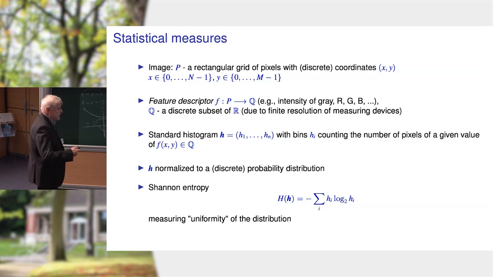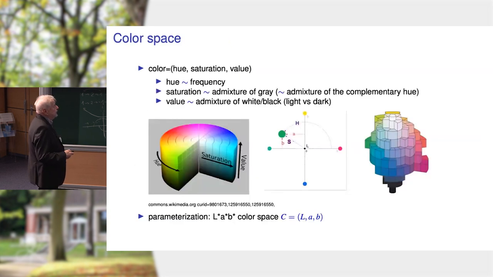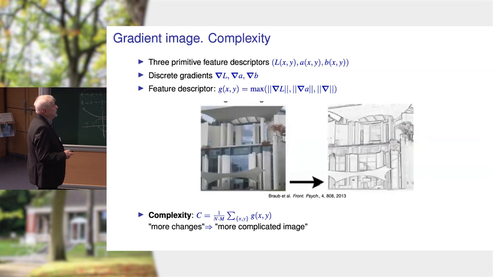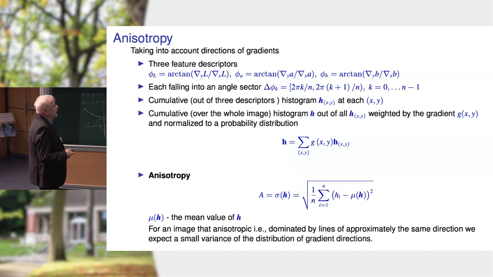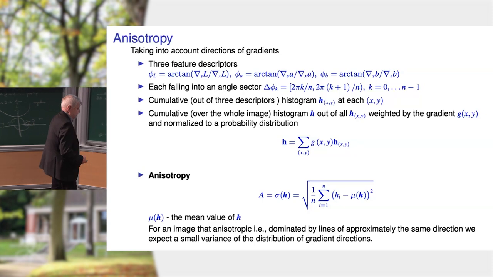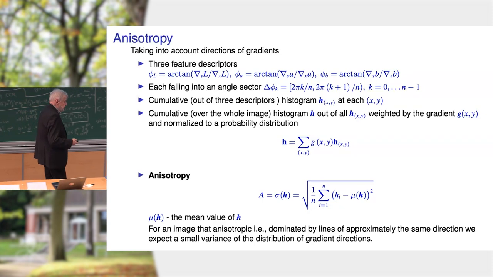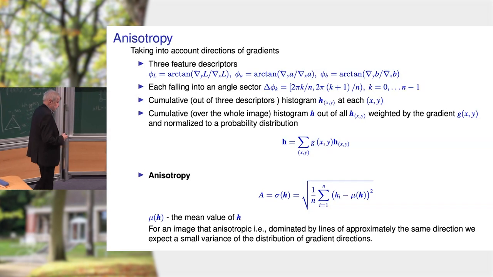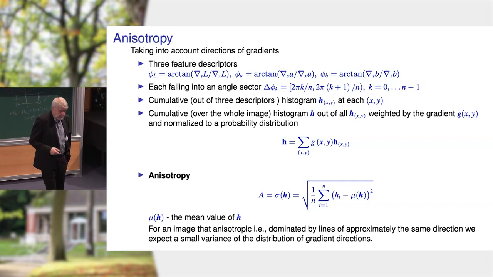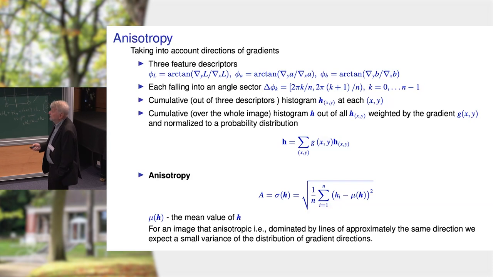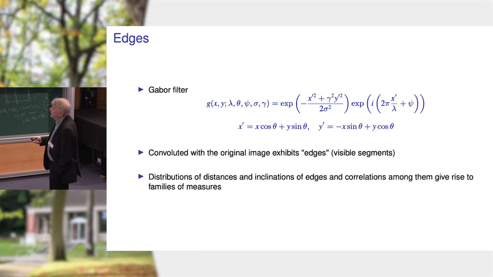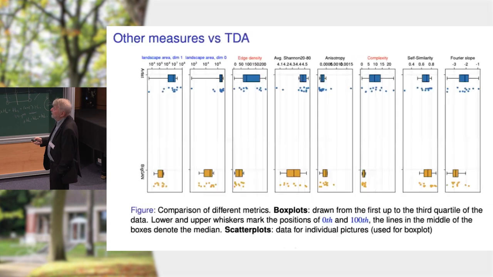For example, entropy or something like that, measuring, for example, the uniformity of the distribution. And upon that, I will not go into details, you can construct many different measures. They were constructed by calculating some statistical properties of these histograms, defined in different ways depending on what you choose as the feature descriptor. This feature descriptor is usually some kind of intensity, as I told you, or maybe gradient or whatever. This is not so important.